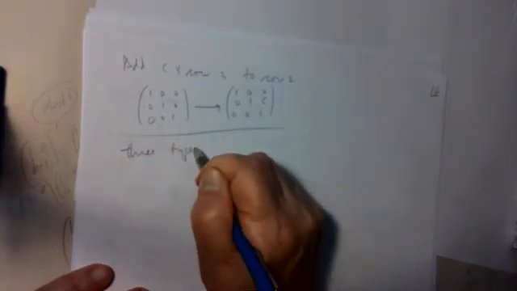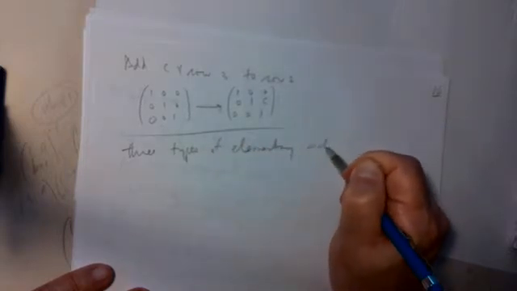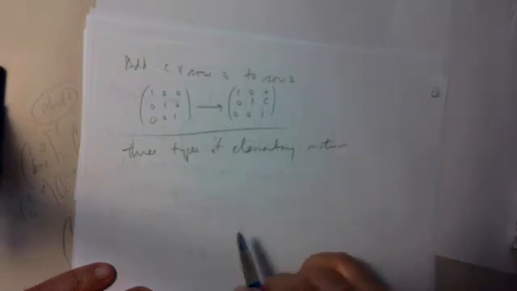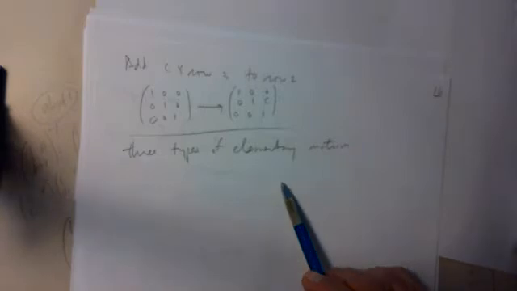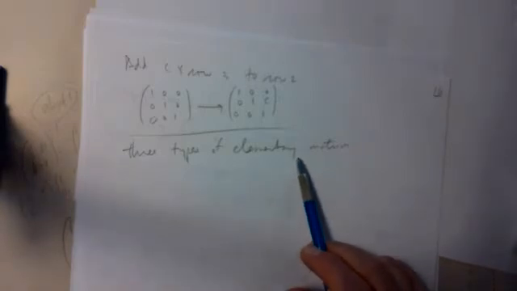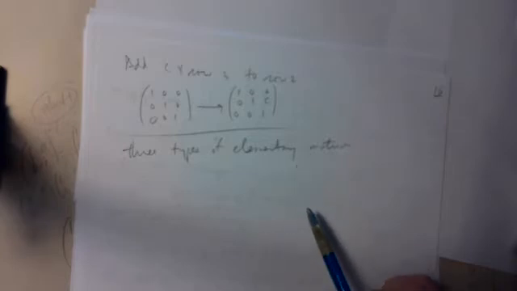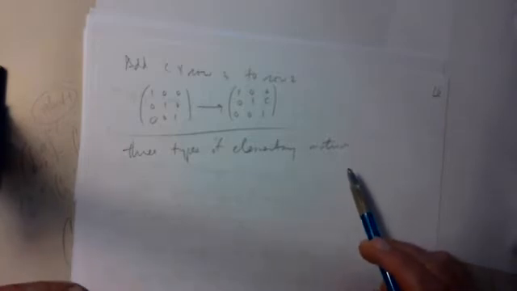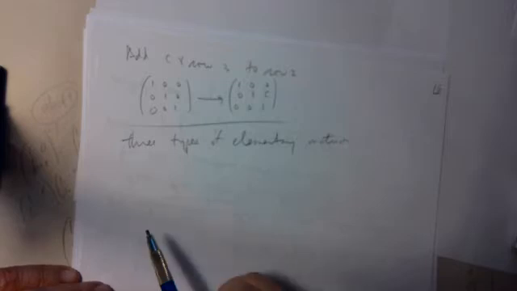So these are the three types of elementary matrices. An elementary matrix, again, is a matrix you get from the identity matrix by performing one elementary row operation. Now, this is important because we can describe each elementary row operation on any matrix in terms of an elementary matrix.